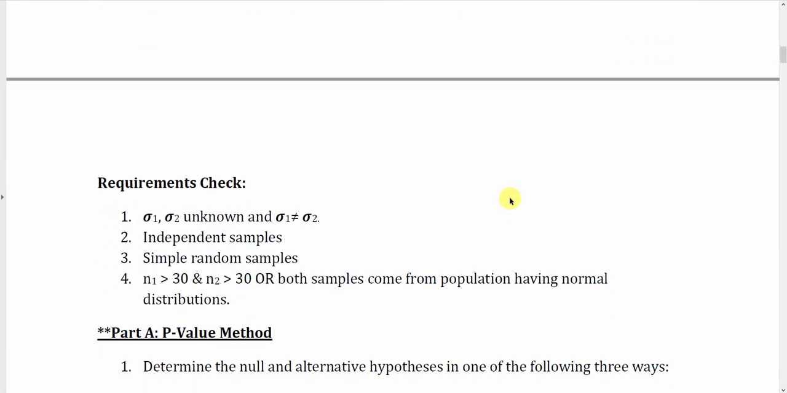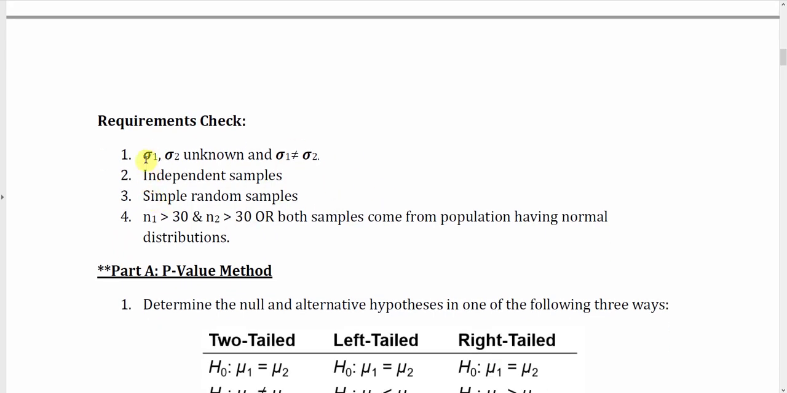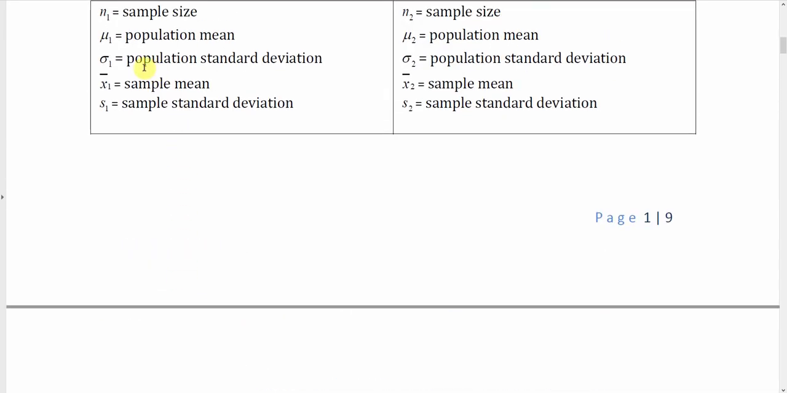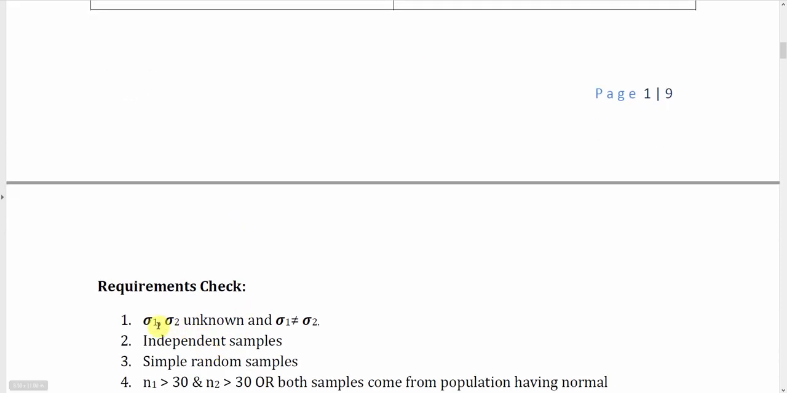Before we do any hypothesis testing, make sure we check the requirements. If we don't meet the requirements, then the value that you get at the end is not a true value, or the method that you are using is not effective. Make sure that the standard deviations for populations 1 and 2 are unknown. We don't know their values. And make sure that they are different, so the population 1 standard deviation is different from the population 2 standard deviation.